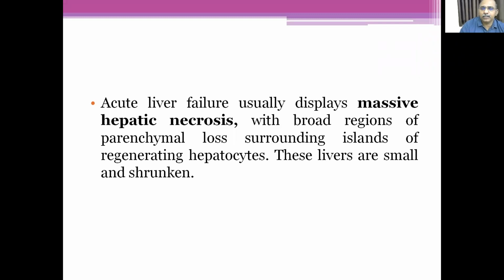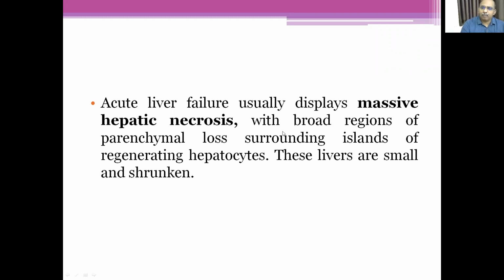So these are all PG entrance questions. Acute liver failure usually displays massive hepatic necrosis. With massive hepatic necrosis, the hexagonal shape with central vein, portal triad, all that basic structure will be lost when we see under the microscope, with broad regions of parenchymal loss.